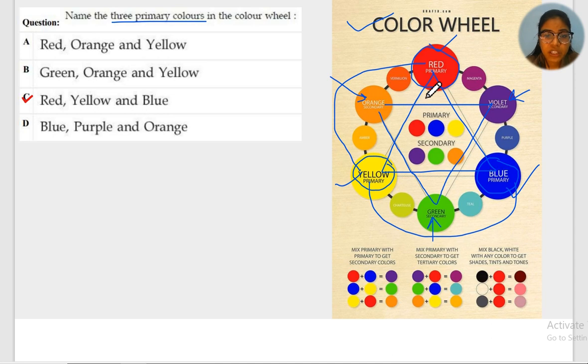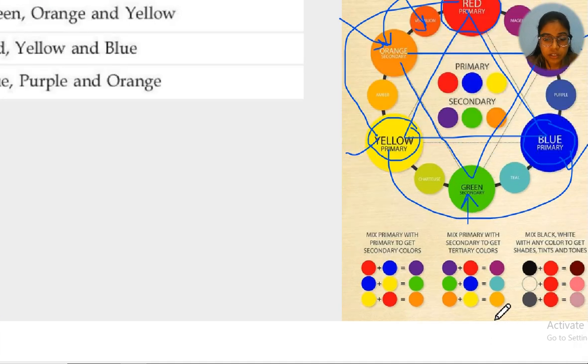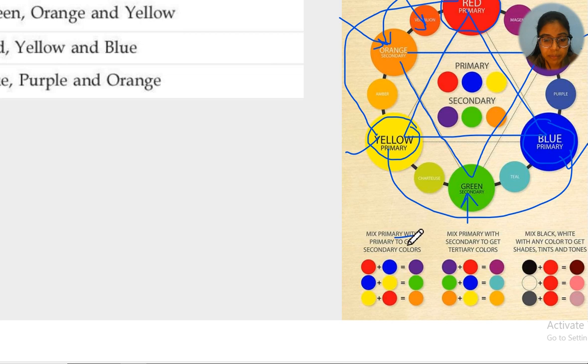Now coming to the tertiary colors. Tertiary colors are formed by adding a primary color with a secondary color. As you can see over here, mixing primary with primary gives a secondary color, and mixing primary with secondary gives the tertiary color. And the third category is mixing black or white with any color to get shades, tints, and tones.